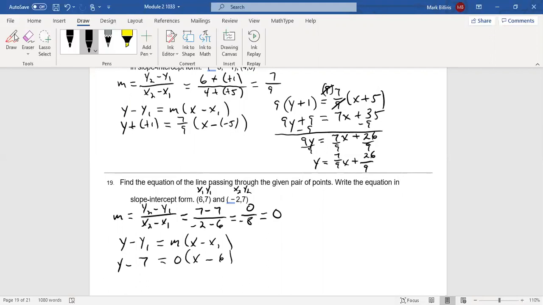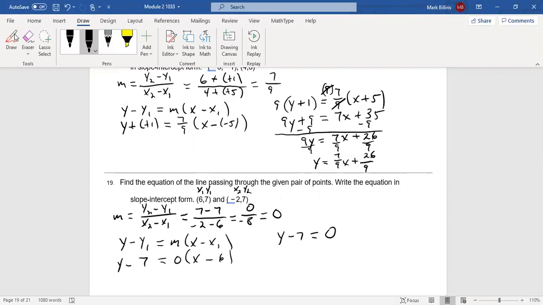So my y minus 7 stays, and I'm going to distribute 0. Well, 0 times anything is just going to give me 0. So when I multiply 0 times x, that's 0. 0 times negative 6 is 0. So the right-hand side is 0.